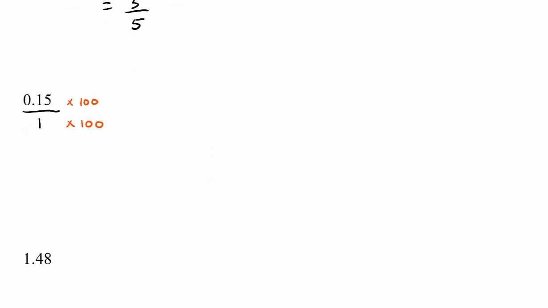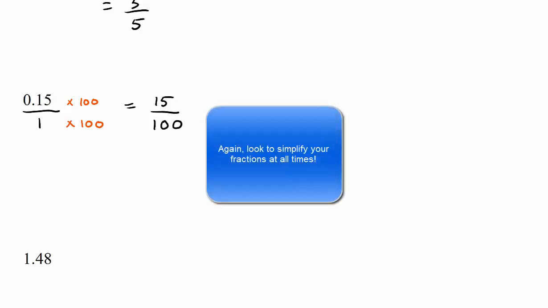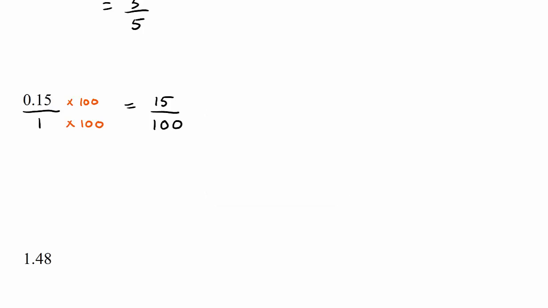So 0.15 times 100 is going to be 15. 1 times 100 is 100. But we're not done there. These both end in a 5 and a 0, so I know that each of these numbers is divisible by 5. So I'm going to reduce my fractions. And 15 divided by 5 is 3, and 100 divided by 5 is 20.